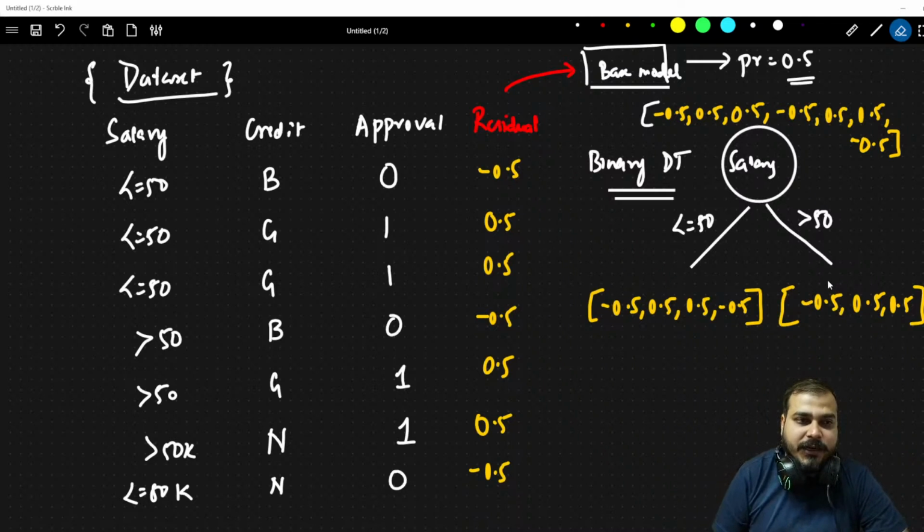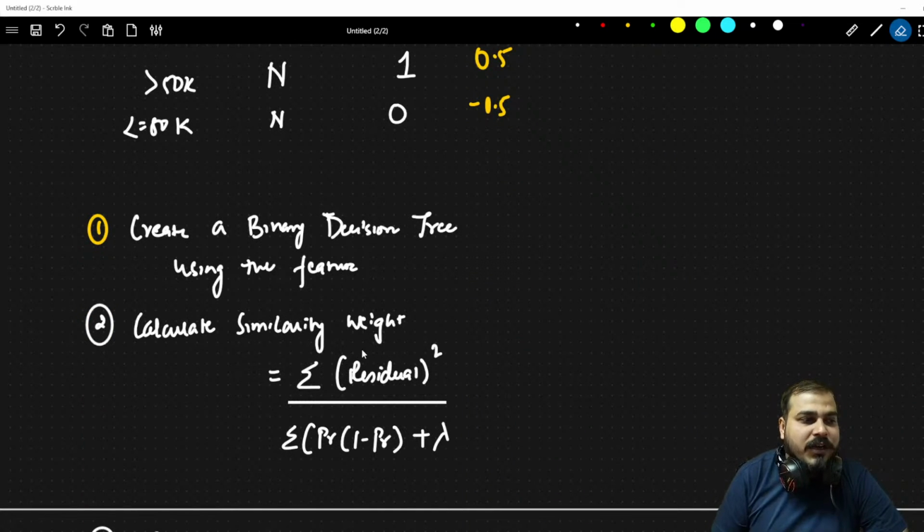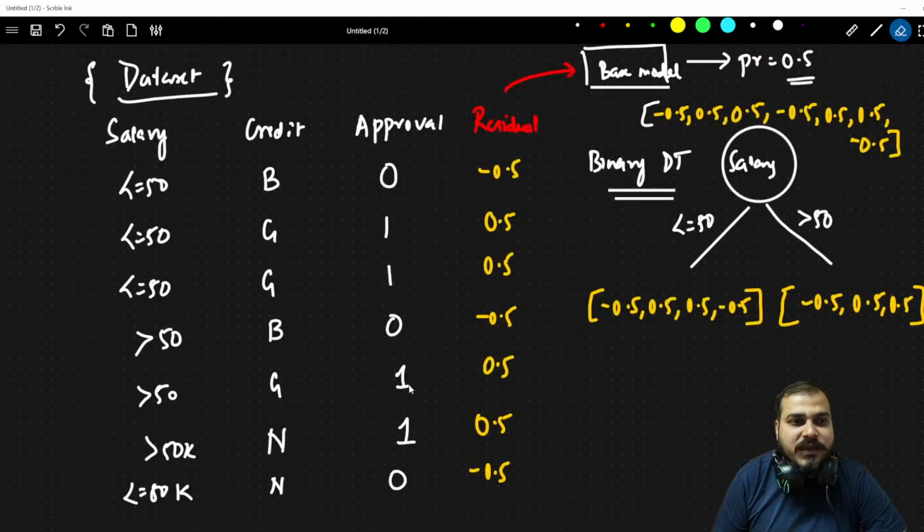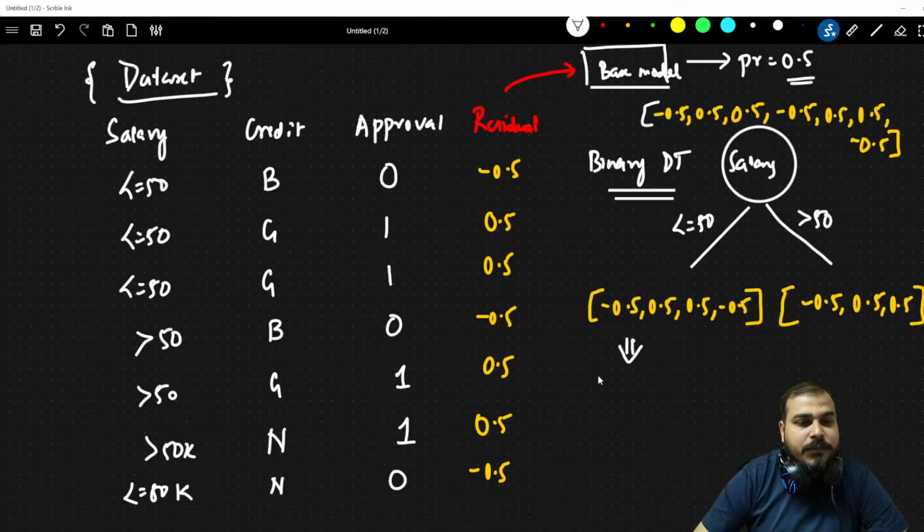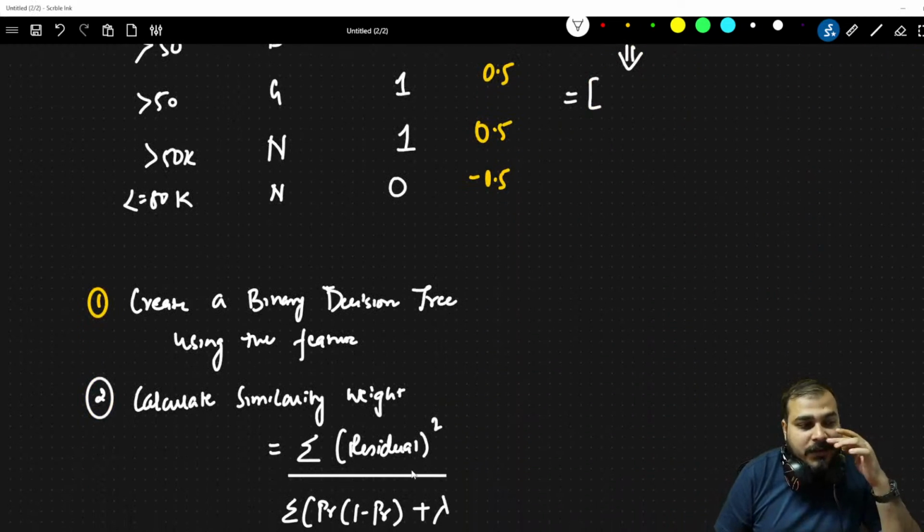We constructed a binary tree. Now in the second step, we calculate the similarity weight. How do we calculate the similarity weight? The similarity weight formula has the sum of residual square in the numerator. Let's say I'm going to calculate the similarity weight for this node. It will be the summation of residual square. These are my residual values, so I'm going to do the summation of the squares of these values. You can see over here, sum of residual square.